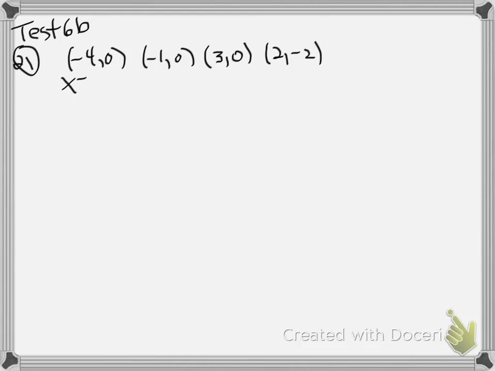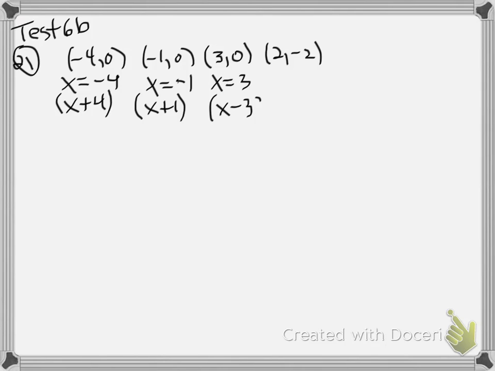Well, this one is x equals -4, so its factor is x plus 4. This one is x equals -1, so its factor is x plus 1. This one is x equals 3, so its factor is x minus 3. And this is not a 0. This is a y, sorry, my mistake, wrong spot, x and a y.